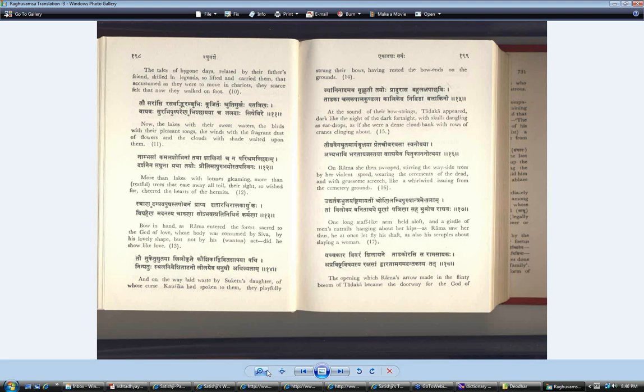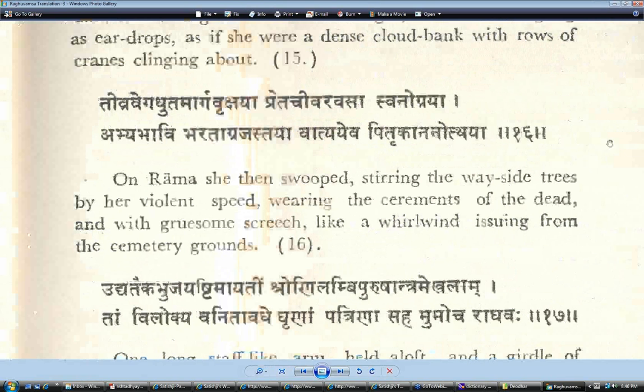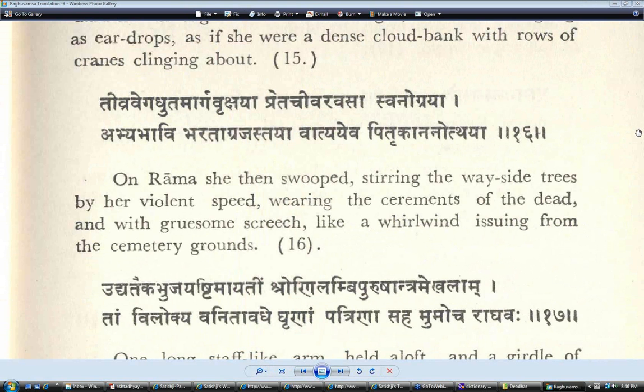Okay. So who wants to volunteer for this now? Tivra Vega Nita Vrikshaya. Anybody wants to volunteer? Vasu, Karthik. Let me try Nagaraj. Is Nagaraj there? Yes. Okay, sir. You want to try this one for us? So on Rama, what will you try for that?